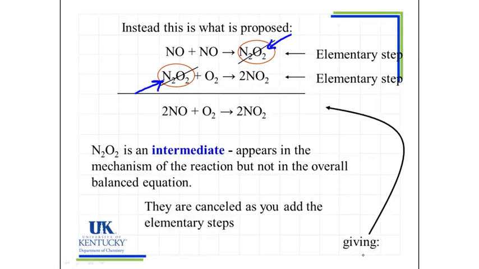Now your elementary steps must add up to give you the overall reaction that you're looking for, otherwise it's certainly not a good mechanism. You use experimental evidence to help you support the steps that you choose for a mechanism. Now you're not going to be given a reaction and asked to determine the mechanism, but you ought to be able to look at a mechanism and see if it's a realistic or plausible mechanism for a reaction.